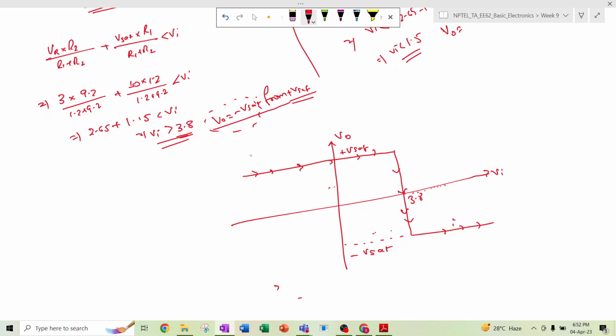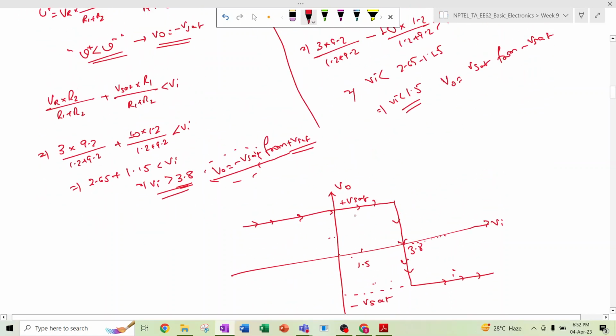Similarly, if it is less than 1.5, that means in this region, then VO goes to plus Vsat from minus Vsat. Earlier it was minus Vsat, and if it is less than 1.5, I am using the other color pen.